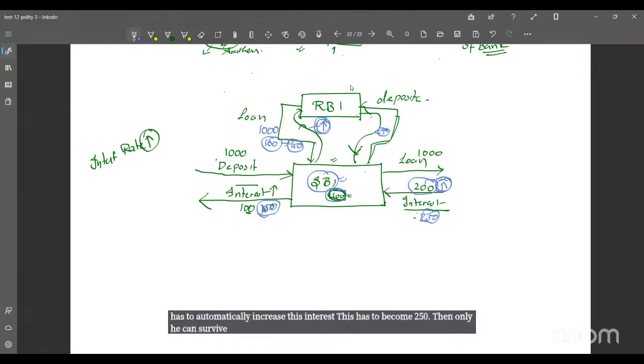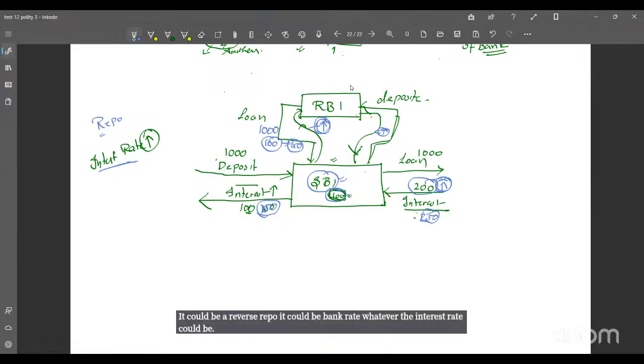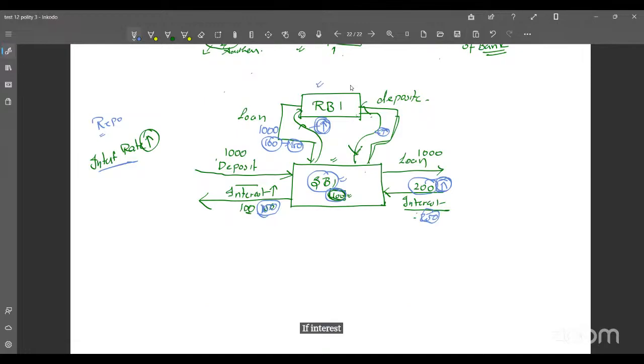So this interest rate could be anything. It could be repo, it could be reverse repo, it could be bank rate, whatever the interest rate could be. If interest rates of RBI increase, automatically the rate at which commercial banks are lending will also increase.